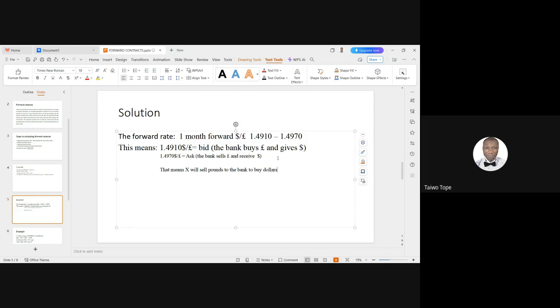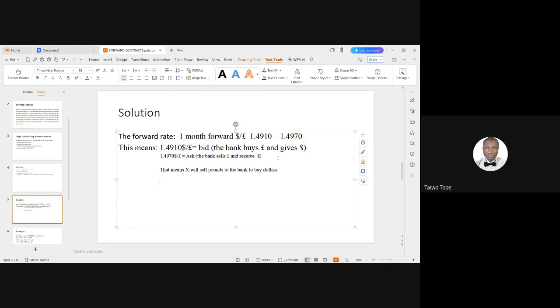So the question now will be, which rate are you going to apply? When the customer sells pounds and buys dollars, the bank is buying pounds from the customer. So at what rate will that be now? The appropriate rate will be the bid rate.